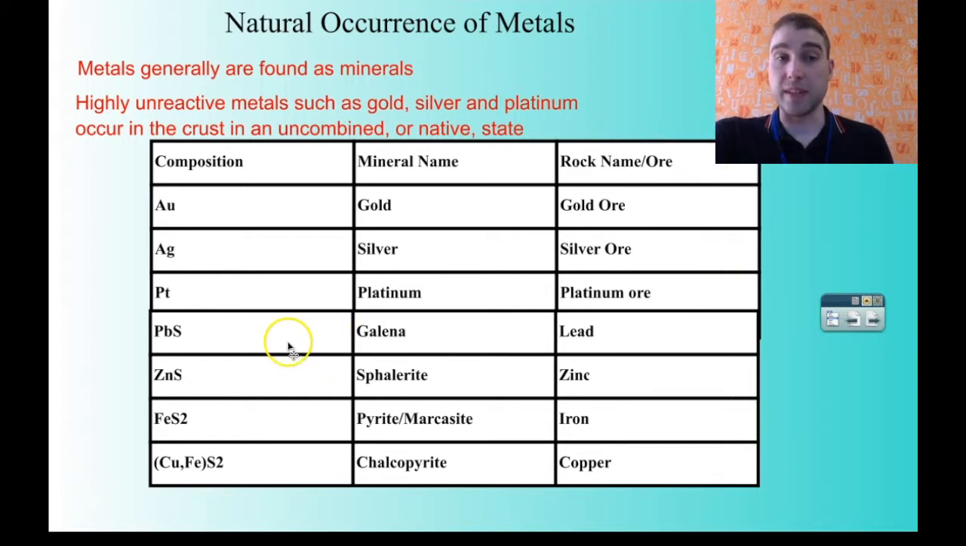As we go up the activity series, we start looking at lead, zinc, iron and copper. We can see that we're starting to get different names here, and that's because we're combining with different elements. In the case of galena, sphalerite and pyrite, we're combining with sulfur. So these ores, galena, sphalerite and so on, that's where we get our lead and zinc and so on. We have to extract the lead and zinc from the ore to have the useful metal.